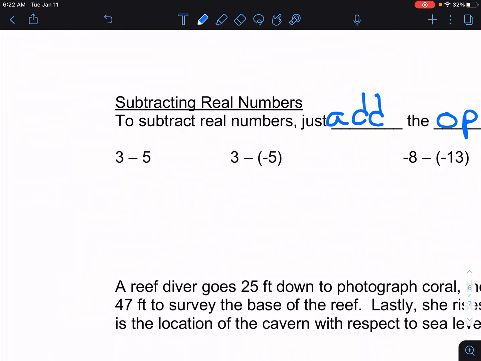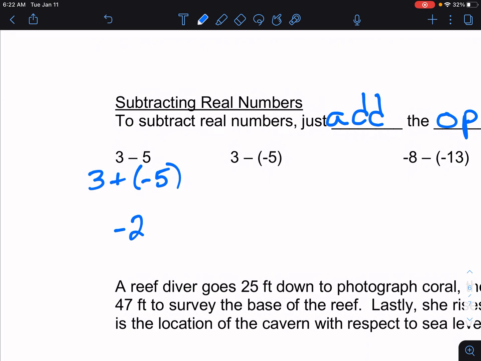So instead of thinking of it as 3 minus 5, let's think of it as 3 plus a negative 5. So our signs are different. We're going to subtract the two numbers. 5 minus 3 is 2. 5 is larger, so we're going to make it a negative 2.